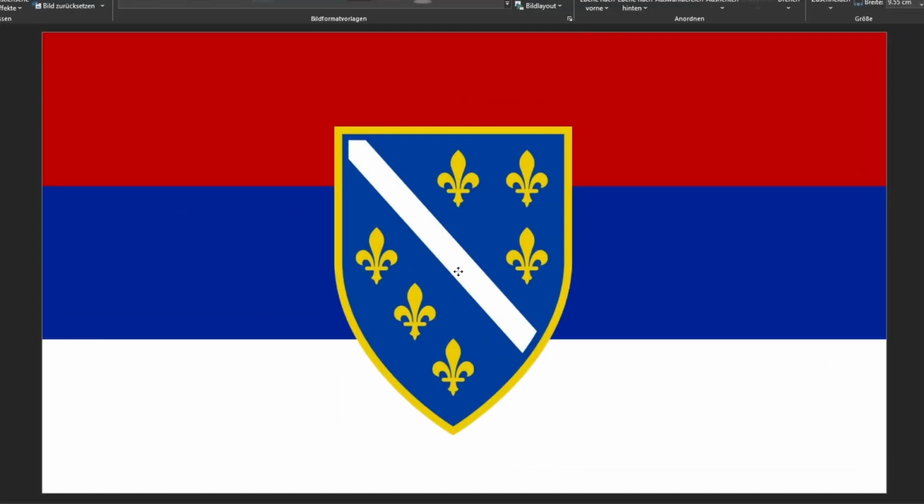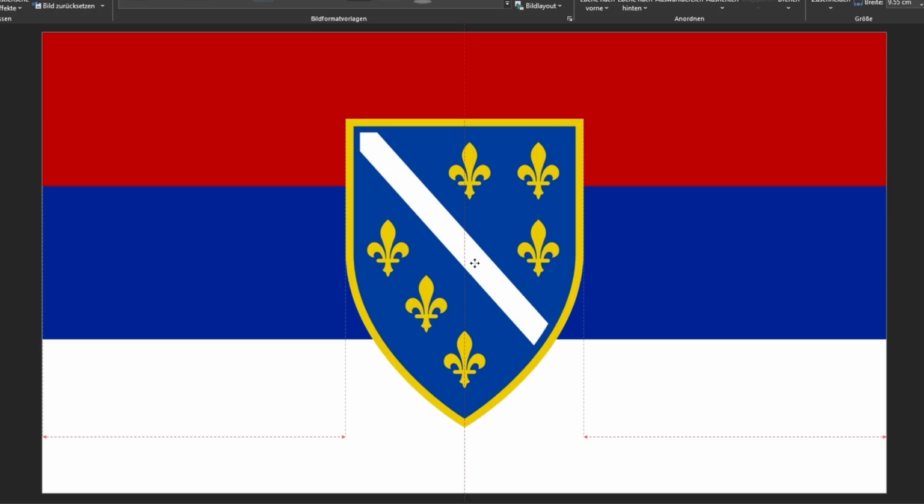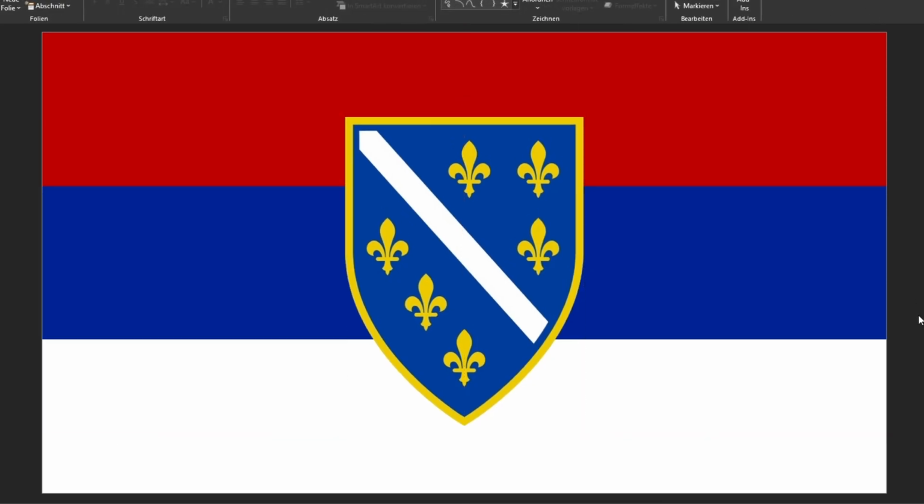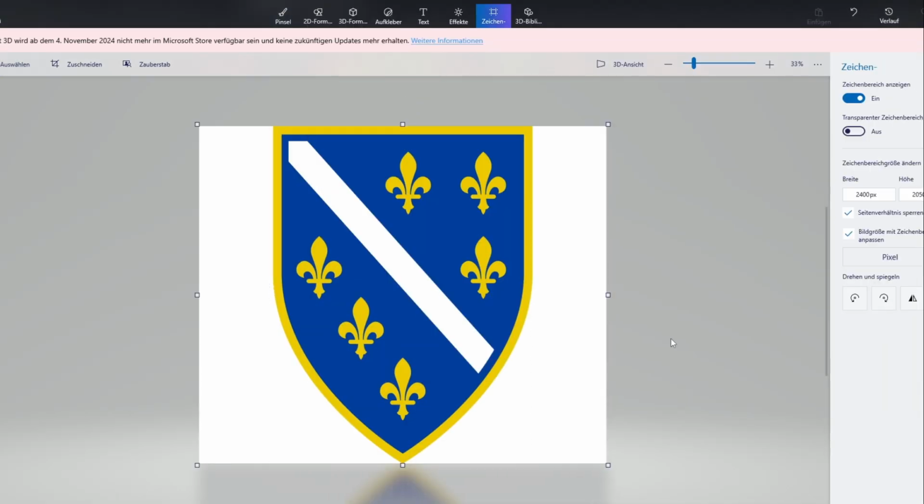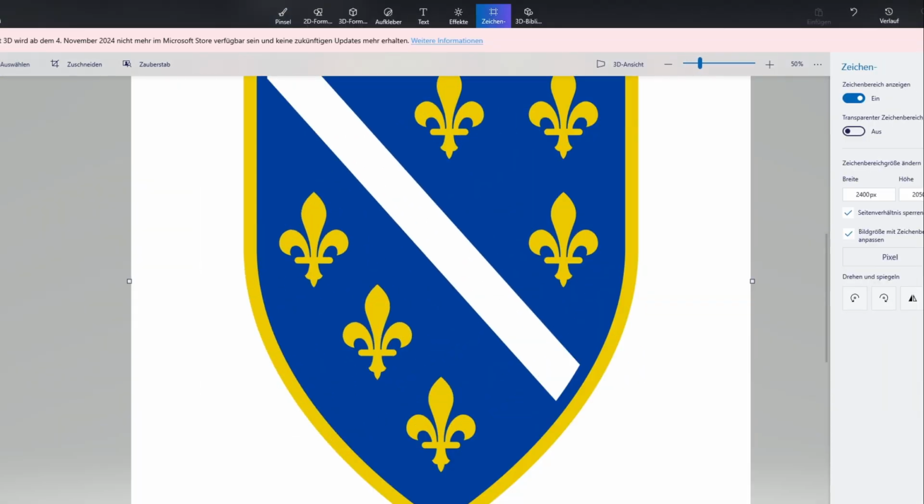Now, they each have their own flags, and I found this old coat of arms Bosnia and Herzegovina had, so I'm just gonna take this, put it on the flag of the Republic of Srpska, and call it a day. Yeah, now that I look at it, it's probably gonna spark another Yugoslav war, so I think I have to do something else.